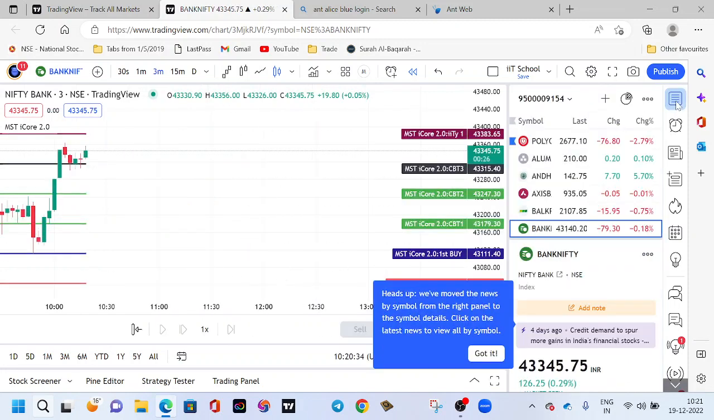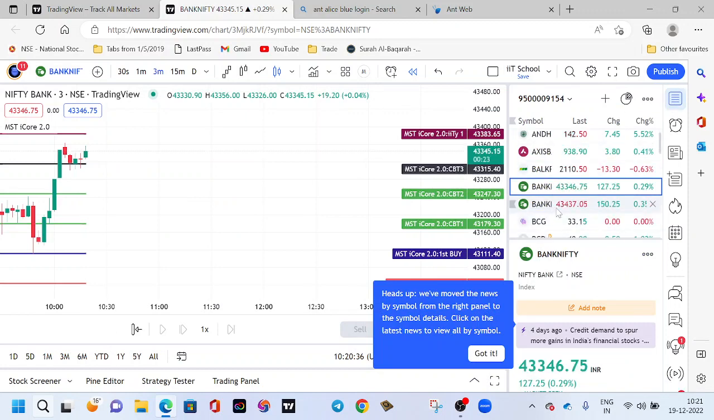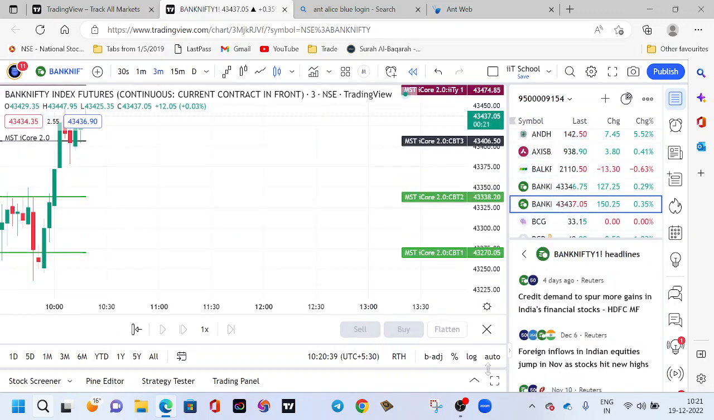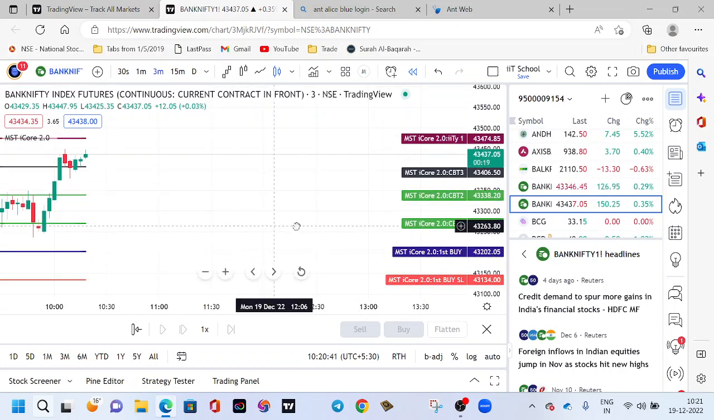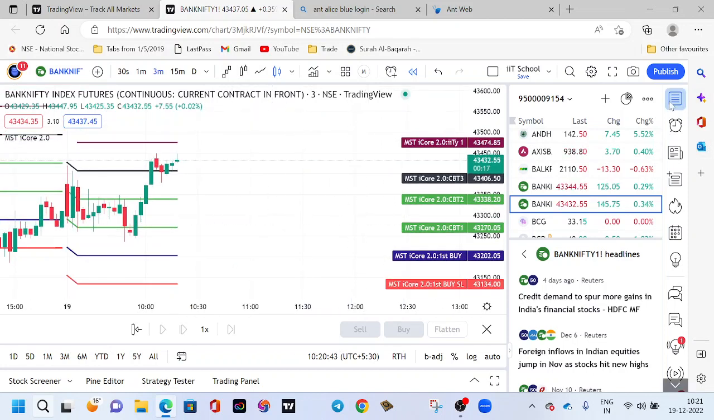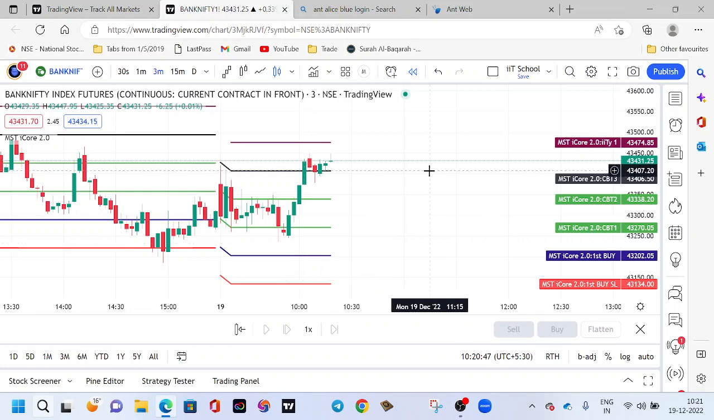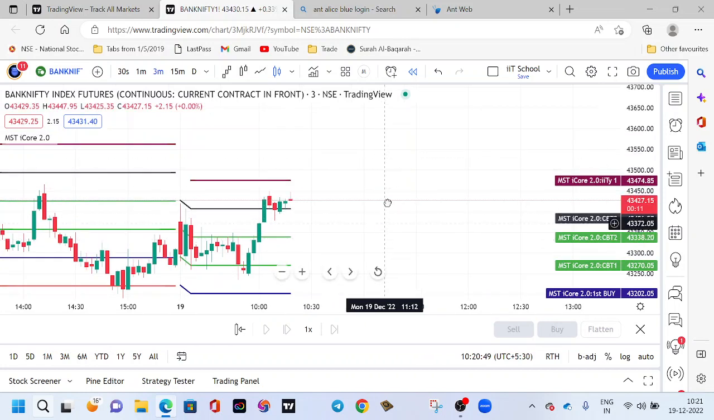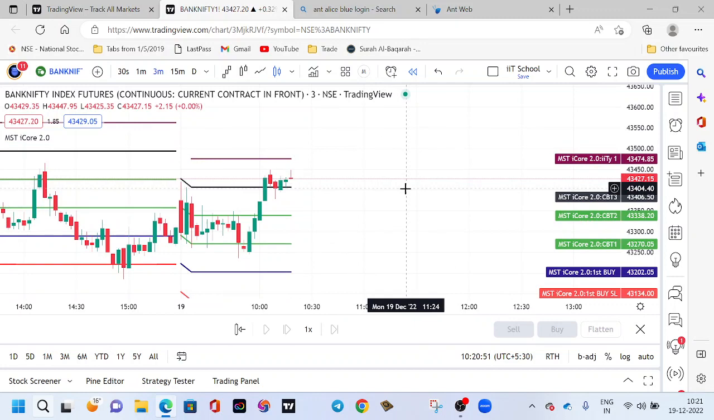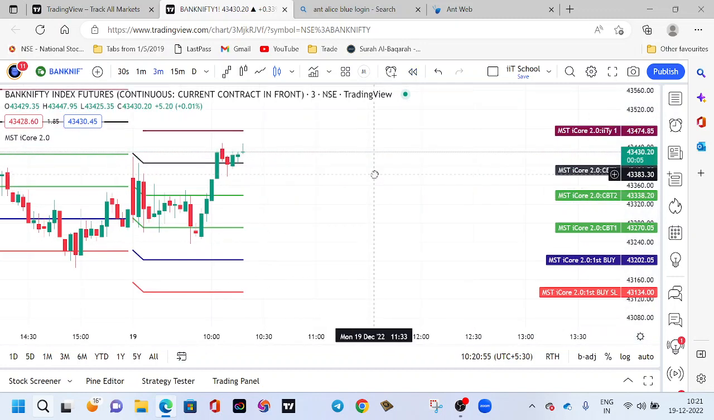Let me check the Bank Nifty futures also, what has happened. In Bank Nifty futures, we missed the buy entry. See here, we missed the buy entry, whereas in the Nifty index, we got the perfect entry. So you have to keep an eye on both sides.